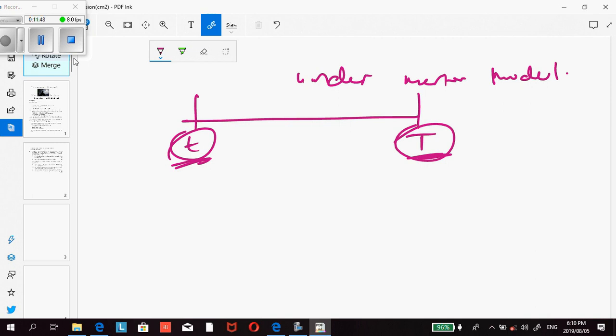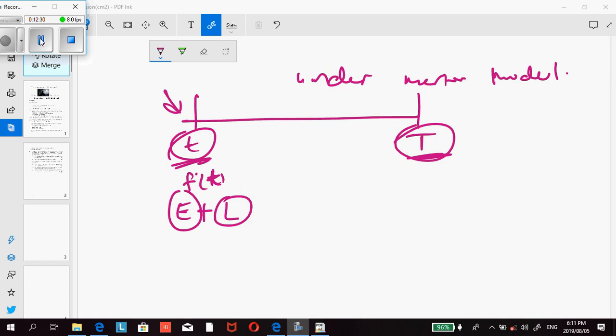Now, under the Merton model, at the initial time little t, we assume the company has total assets made up of equities and liabilities. So I'm going to call that F of little t, the total assets of the company at time little t. This is made up of equities plus your liabilities. Now, if we look at capital letter T, we are interested in what the shareholders of the company and the bondholders will get.